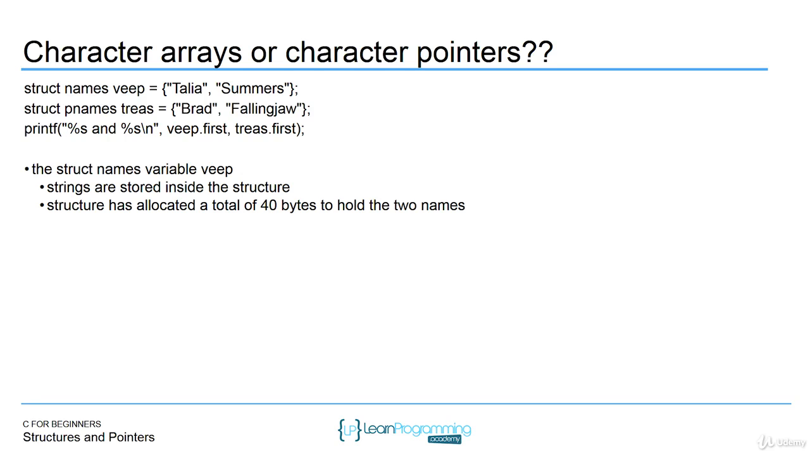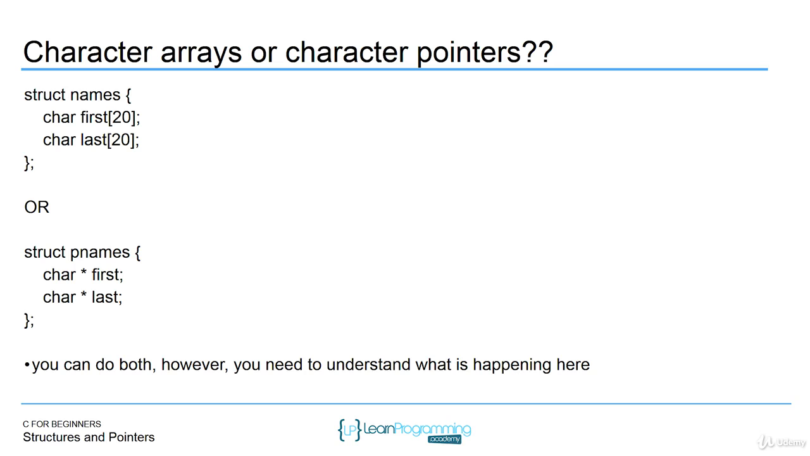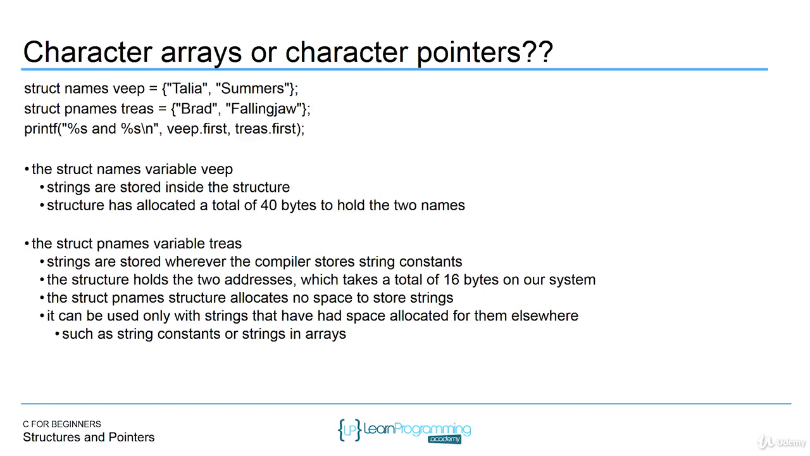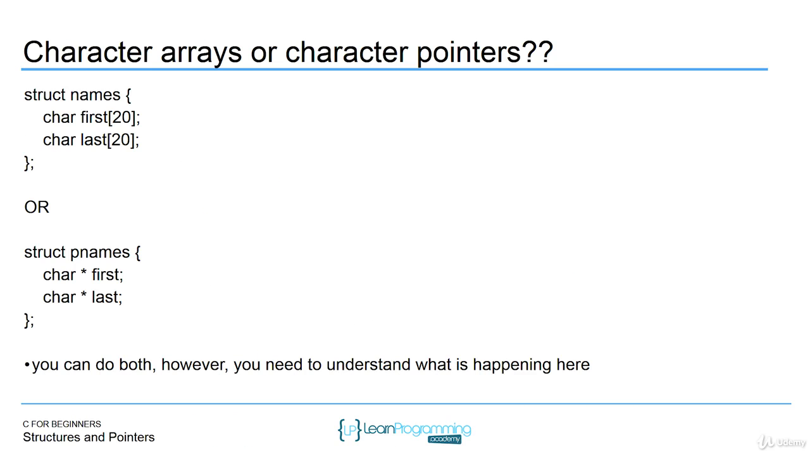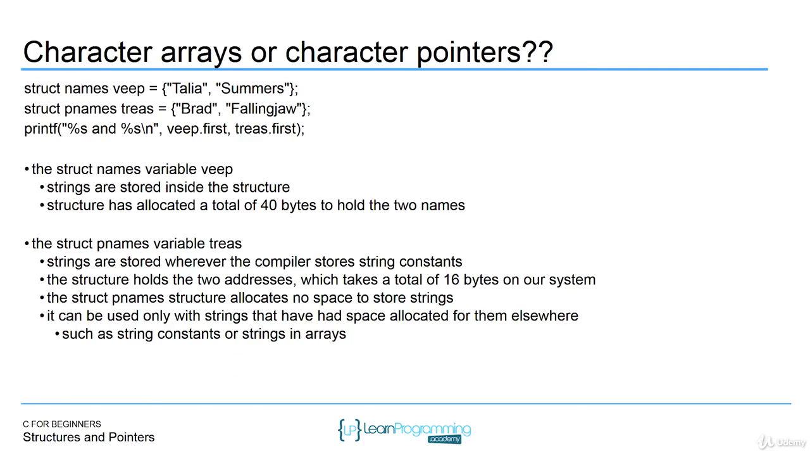What's happening here is the strings are stored inside the structure. The structure has allocated a total of 40 bytes to hold the two names. They're character arrays. That's what's happening when we create character arrays inside of a structure. We're allocating 40 bytes to hold those two names. Okay? 20 and 20. For the pnames variable, trez, where we have two pointers, first and last, these are strings that are stored wherever the compiler stores string constants.